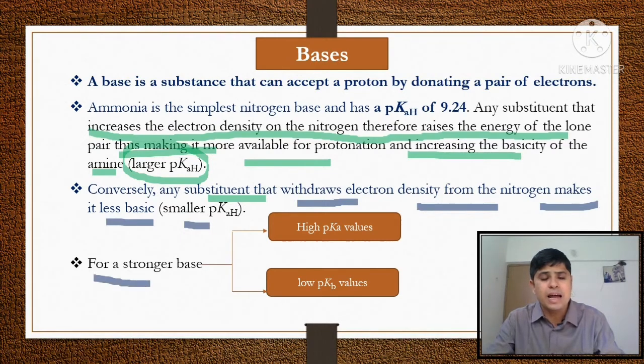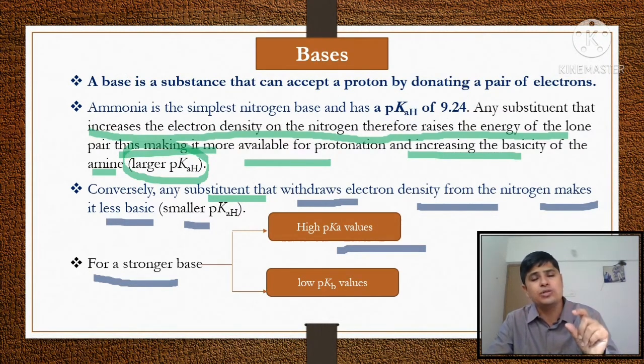So for a stronger base we have a higher pKaH value, and a low pKb value. If we are measuring basicity in terms of pKb, then the pKb value should be lower. But if we are measuring basicity by pKa value, then the stronger base should have a higher pKa value. In case of acidity, we have seen that if an acid is stronger, it should have a lower pKa value.